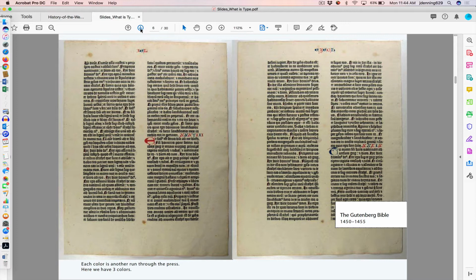And here's a couple of pages of the Gutenberg Bible, and you can see that there's multiple colors. And for each color, if you use a printing press, each color has to be run through the press separately. And here we have 3 colors, so that would mean 3 different complete printings through the press.